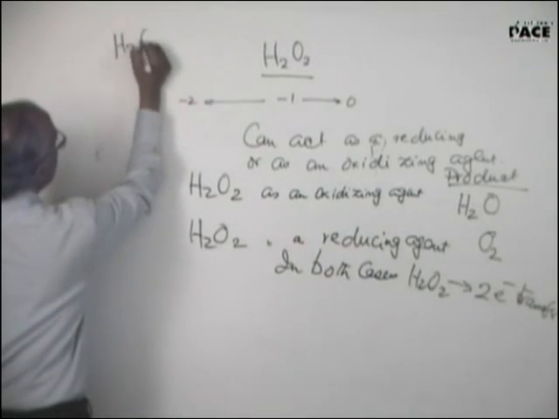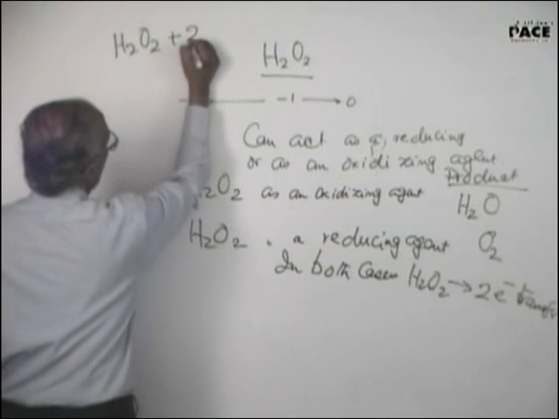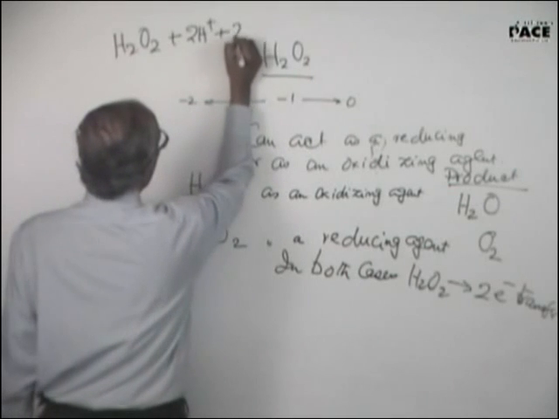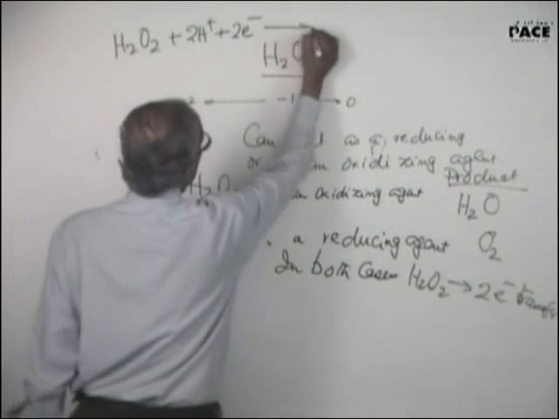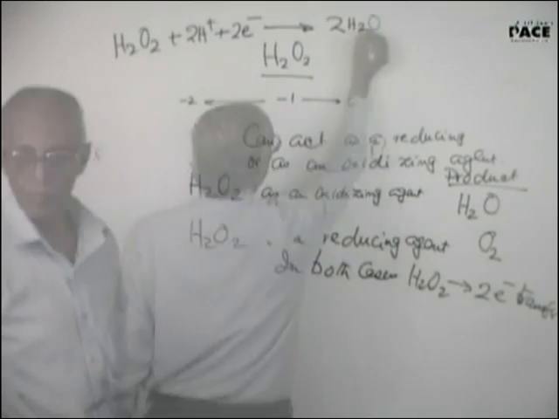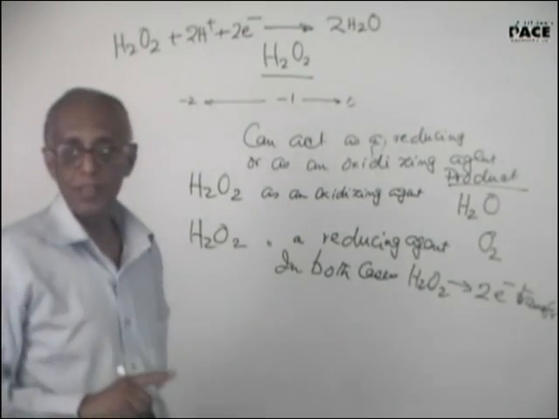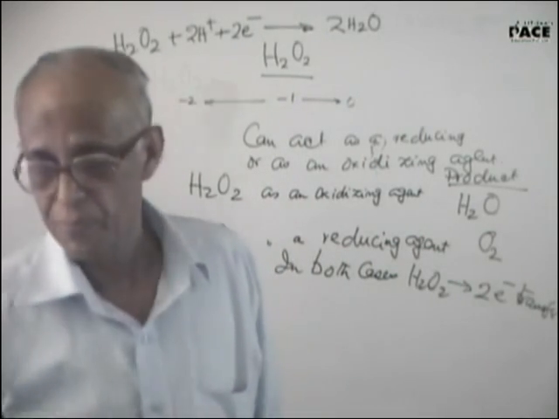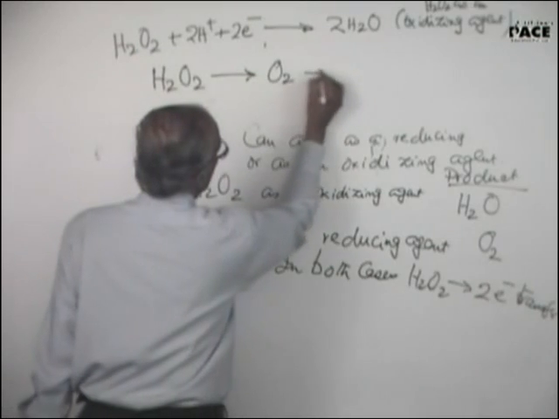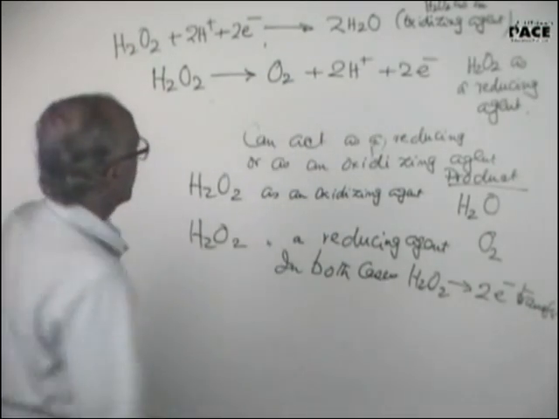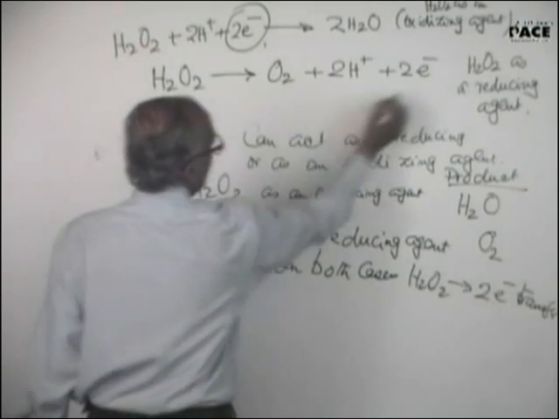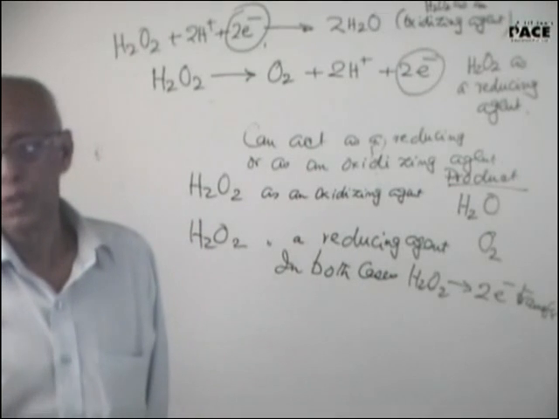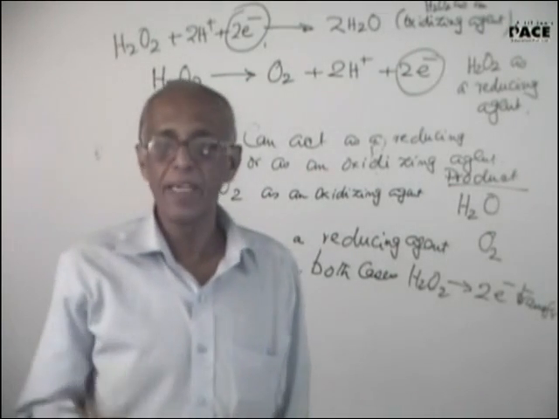Hydrogen peroxide plus 2H+ plus 2 electrons gives me 2 moles of water, when hydrogen peroxide is acting as an oxidizing agent. So you can see in both cases 2 electrons are involved. So per mole of hydrogen peroxide it will be 2 electrons.